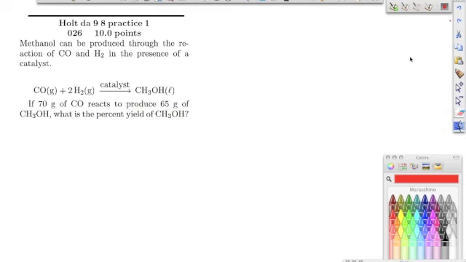Okay, moving on, we're going to do number 26, because number 26 is pretty hard. It tells us about the reaction. It says if 70 grams of CO, which we know is a reactant, reacts to produce 65 grams of CH3OH, which is methanol, what is the percent yield of CH3OH? Percent yield is our actual divided by our theoretical times 100. It says it produces 65 grams of CH3OH, so this is our actual yield. The only thing we have to do is find our theoretical yield.